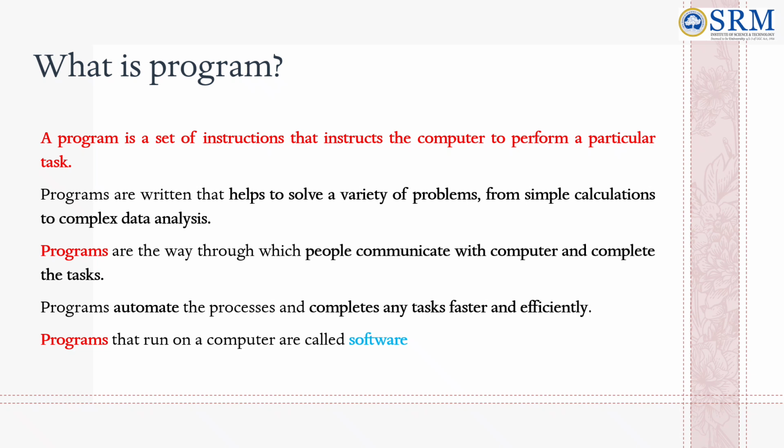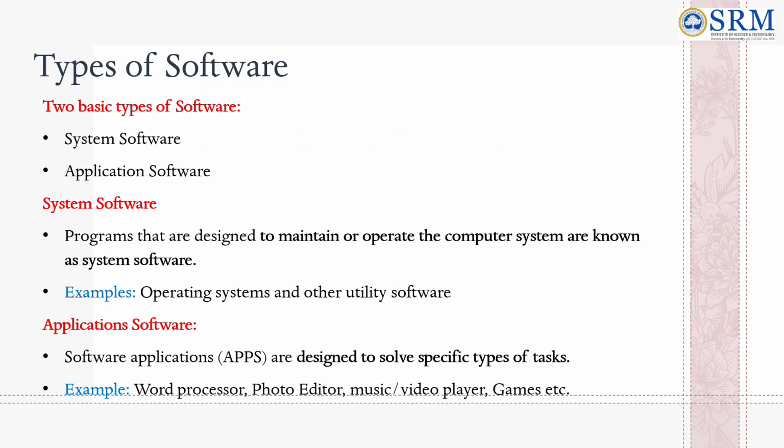The programs that run on a computer are called software. As I said, a program running on a computer is called software. Let's try to understand the different types of software. There are two basic types of software. One is called system software and the other is called application software.